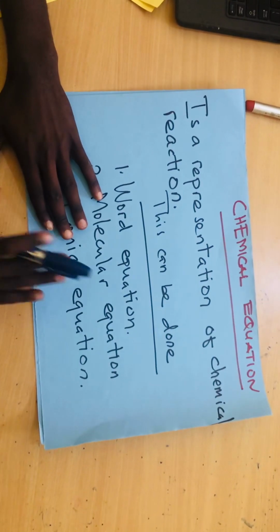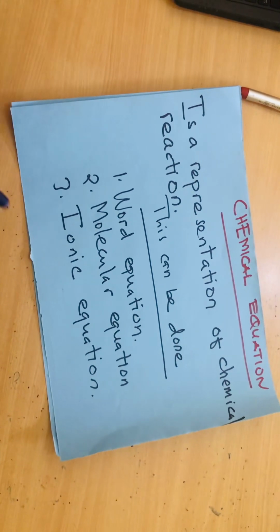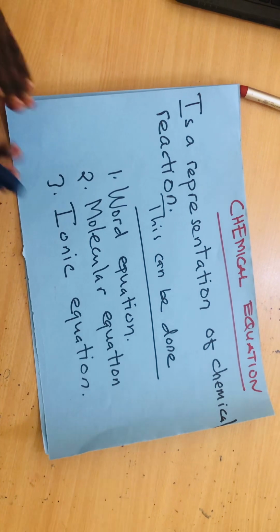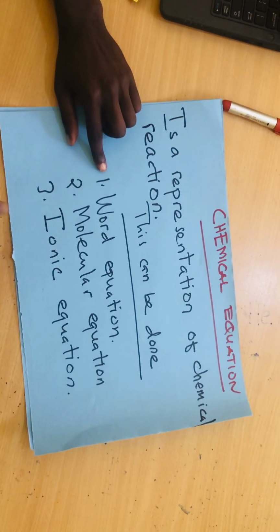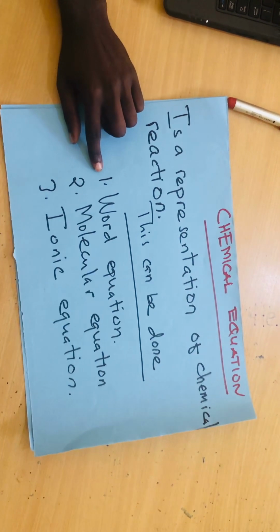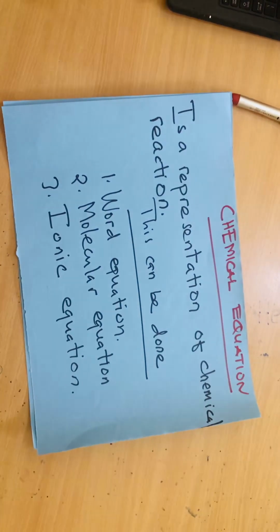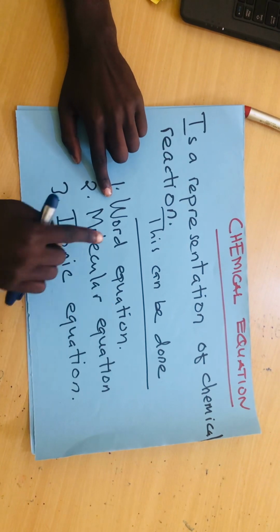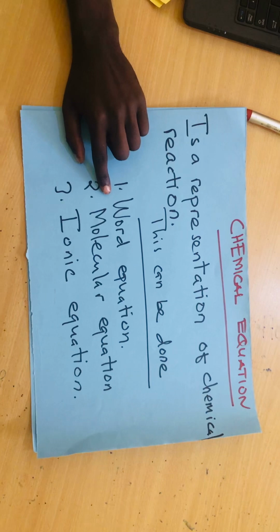So from there, let's see a definition of chemical equation. Chemical equation is a representation of chemical reaction. But this can be done in three ways. Way number one is by using word equation. Since we have said that chemical equation is a representation of chemical reaction, therefore, word equation is a representation of chemical reaction by using words.